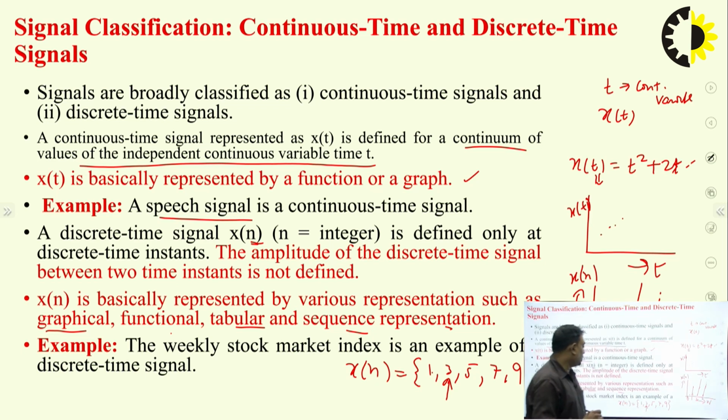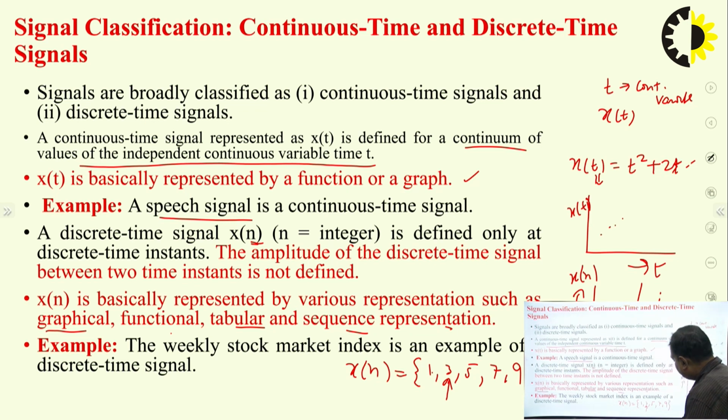If there is no arrow in this sequence, then we will assume that the first element corresponds to n equals 0. An example of a discrete time signal is the stock market index, the weekly stock market index. Otherwise, if you see it on a daily basis, this may be a continuous type of system.